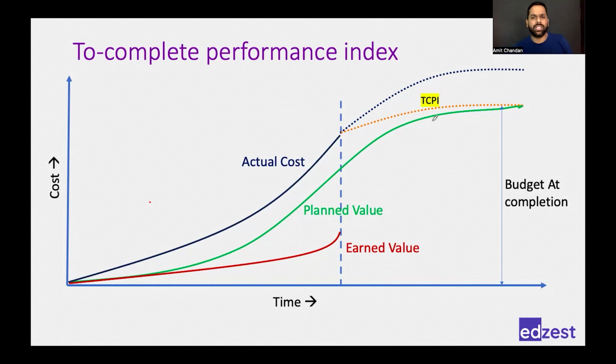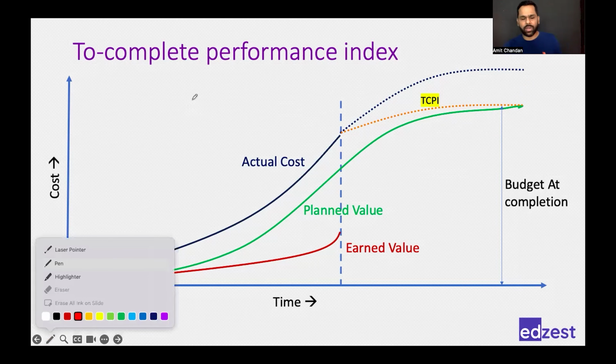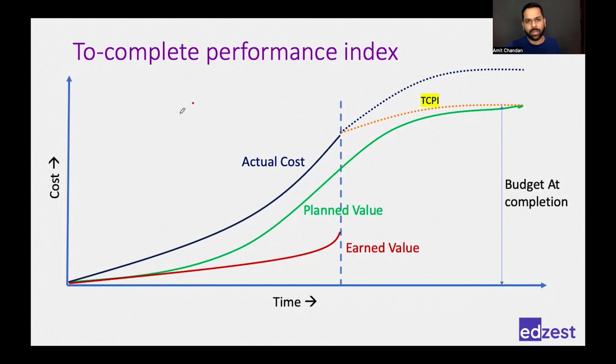Even if they talk about TCPI, now that you know CPI is EV by AC, if they are asking TCPI, then it is BAC minus EV by BAC minus AC. Right? So if you arrive at it logically, you will be able to calculate, which is not expected. Calculations, mathematical questions are not expected in PMP because that's not what project managers do. Project managers analyze. Project managers forecast. Project managers try to convince people to provide money. Right? And that is what will be tested.